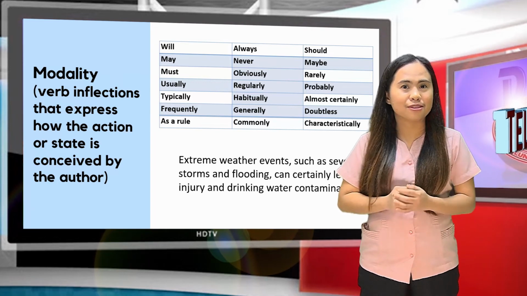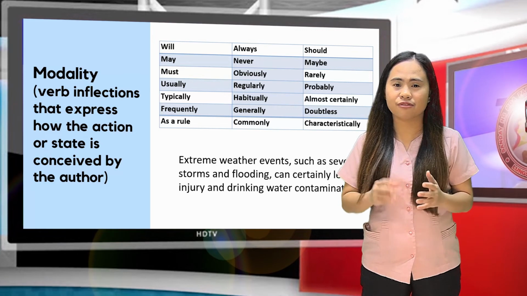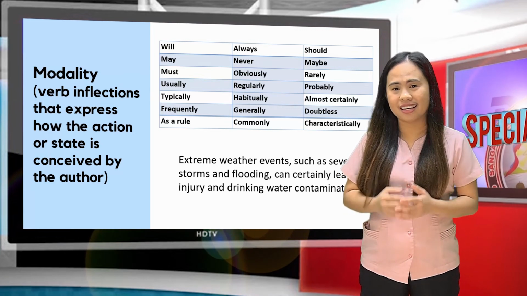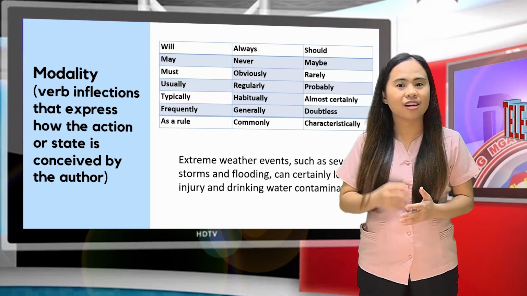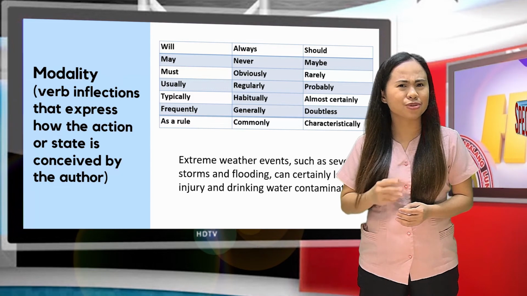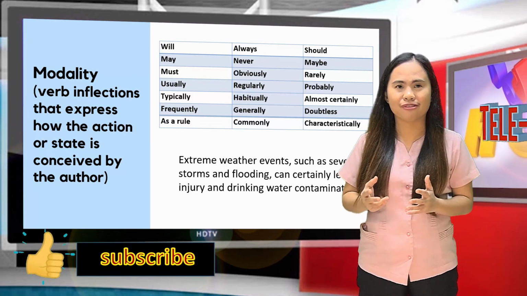For example, let's use that in a sentence. Extreme weather events such as severe storms and flooding can lead to injury and drinking water contamination. In this example, the author is sure or certain about the effects of extreme weather events.